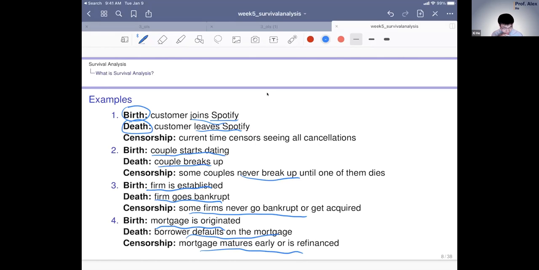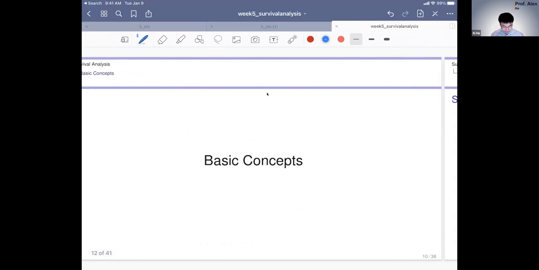And especially it's very useful for credit, like mortgage related types of questions, where you want to predict when someone is gonna default or when someone is gonna be delinquent. And that timing is super important, right? Because time is money. And then the models that we're gonna talk about today will come in handy. Okay. So I'll come back to this graph later.